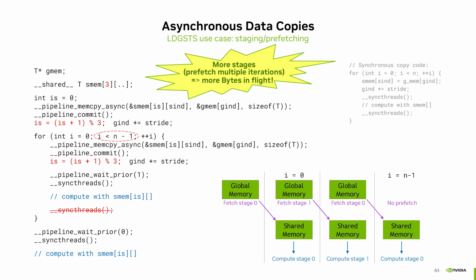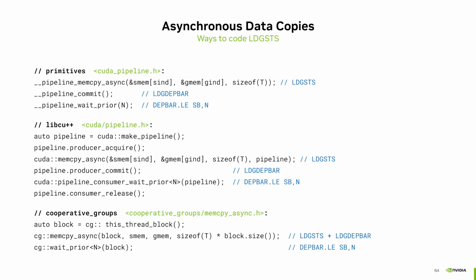Okay, here's a summary of how you can code LDGSTS using various CUDA APIs. I used primitives in my examples above. You can also use the libcu++ API, or you can use cooperative groups. And here I show in blue comments how this C++ code maps into SASS instructions. In particular, note that for cooperative groups, it merges copy and commit operations into one.